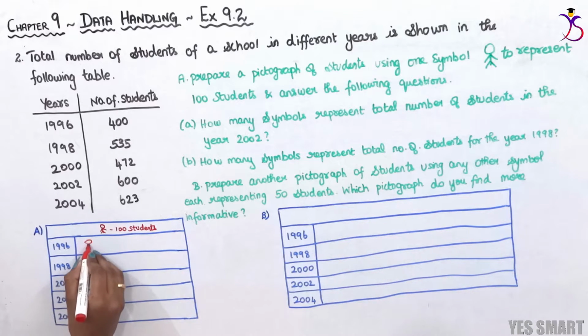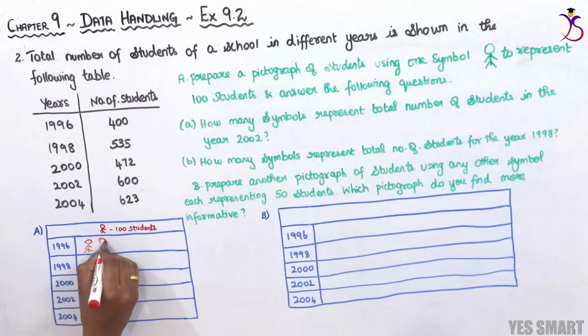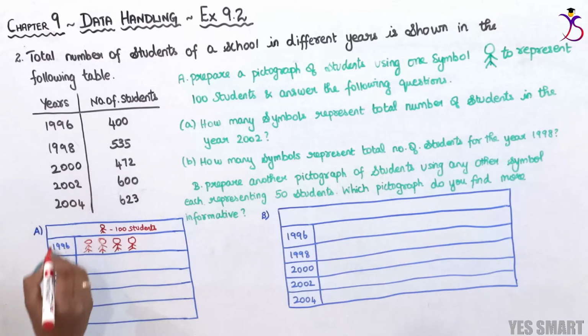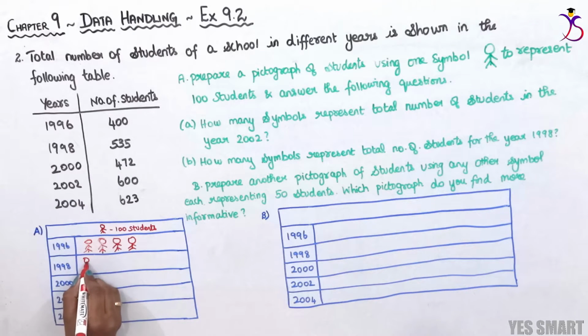100, 200, 300, and 400. In 1998, we have 535 students.